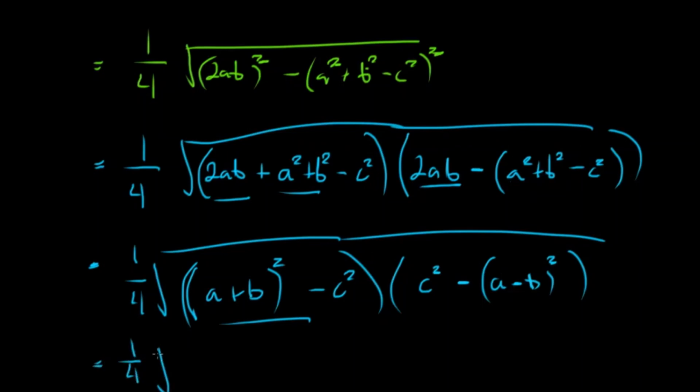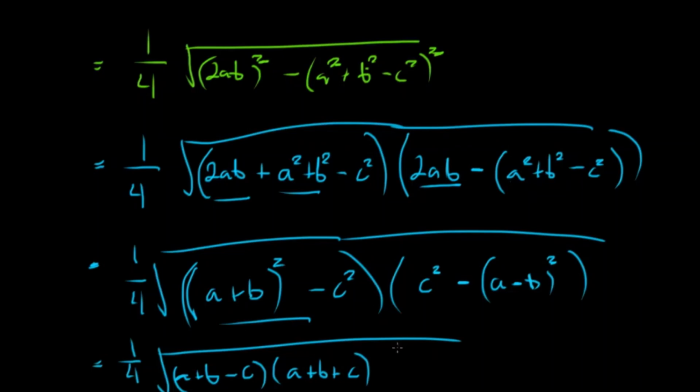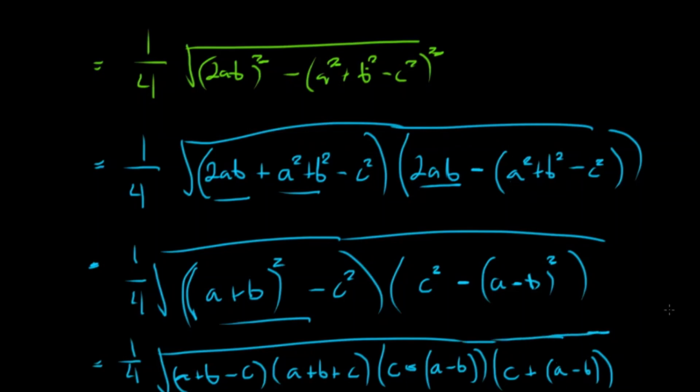I'm running out of room here. A plus b minus c times a plus b plus c. All right, another difference of squares. And then over here, I'm going to have c minus a minus b and c plus a minus b. Boom. There we go. We are getting closer and closer to that semi-perimeter.